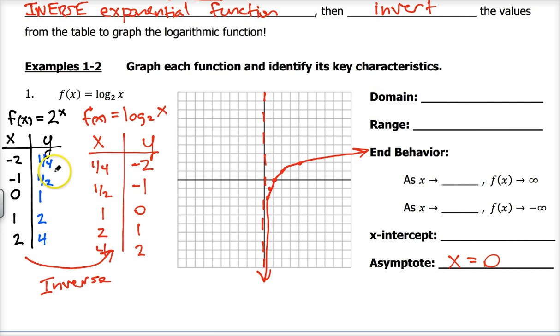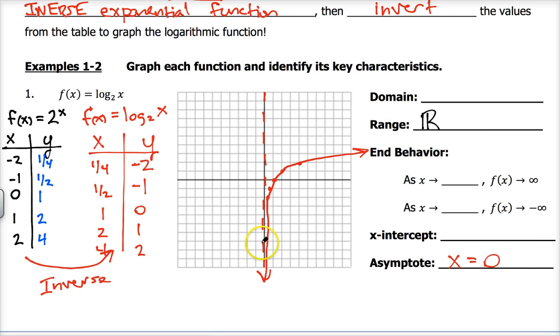Just like everything else flips x and y values, the domain and the range are also going to be inverted. For all our exponential functions, the domain was always all reals. Well, for logarithmic functions, it's going to be the range that is all reals. Okay, this graph goes forever downwards and forever upwards. It's growing, so that's the range. The domain, however, is restricted based on this vertical asymptote.